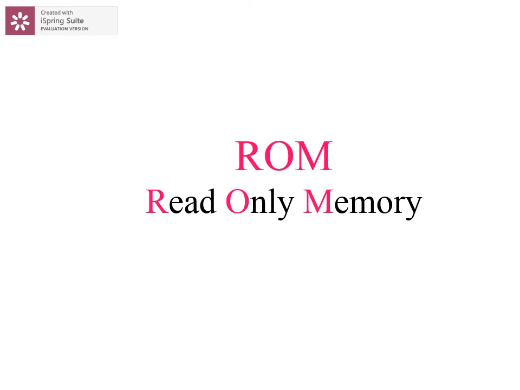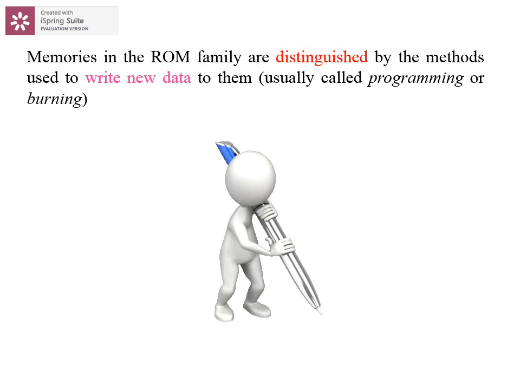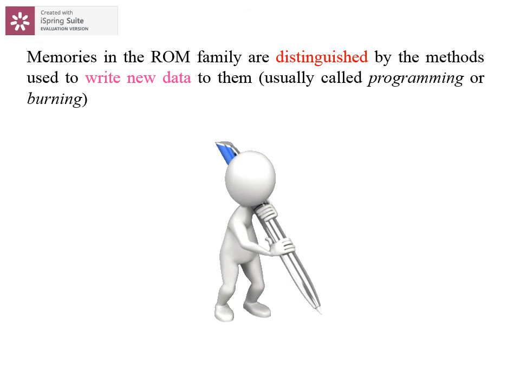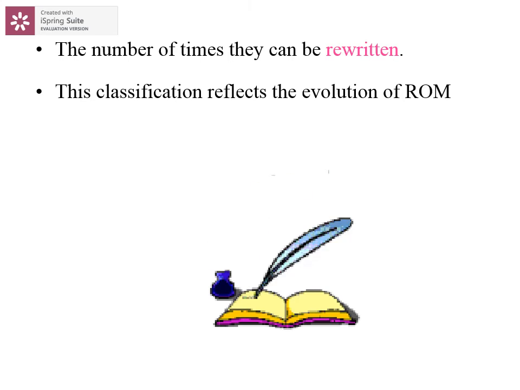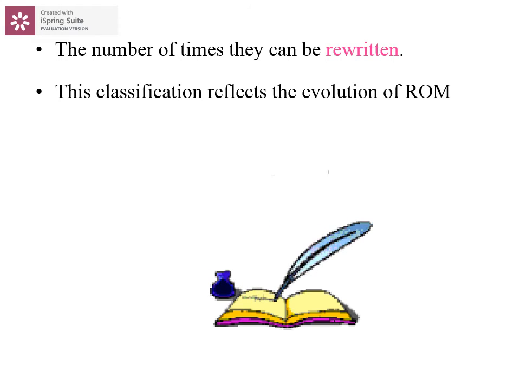Now we are going to see about ROM. ROM stands for read-only memory. Memories in the ROM family are distinguished by the methods used to write new data to them, usually called programming or burning, and the number of times they can be rewritten.